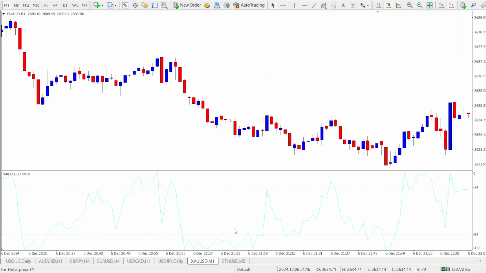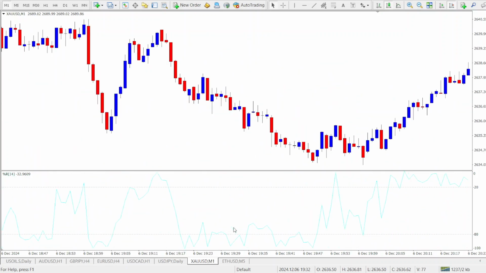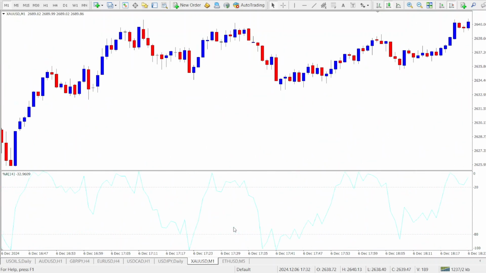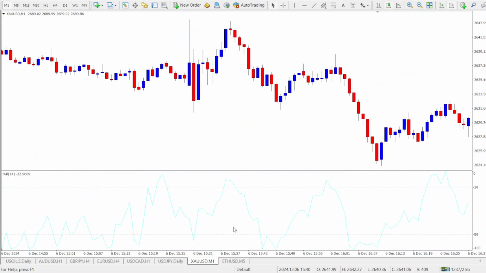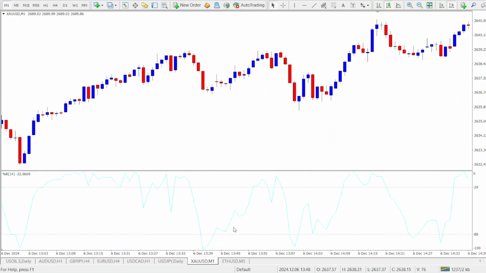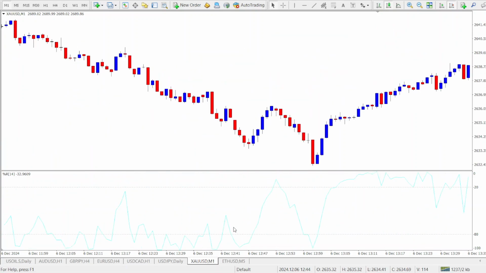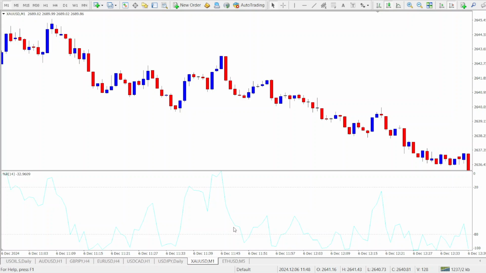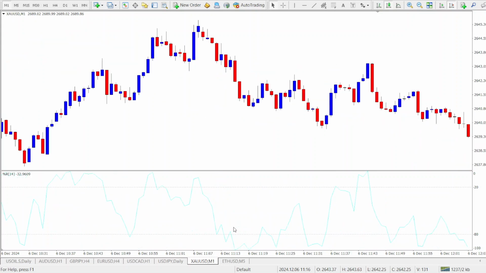We might need to proceed. I'm still looking for possible divergence between the price and the indicator. Okay, let's just go to, okay, I guess I found one here, right?